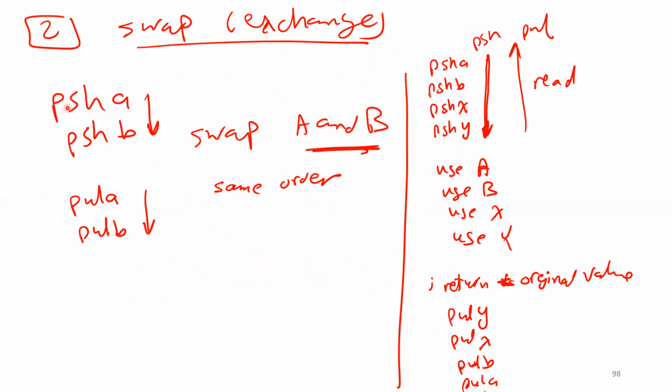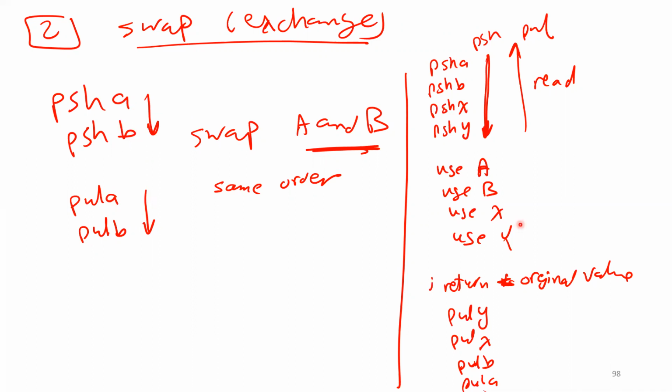Also, if you push A, this is very interesting. Try to learn it. You have to learn it, guys. Look here. If I push A, push B, and then pull A, pull B, it's the same order, right? If it is the same order, you are going to swap A and B, right? Why? Because last in, which is B, is going to be the first output and is going to go to A. But if it is reverse order, they are going to get the same value again.